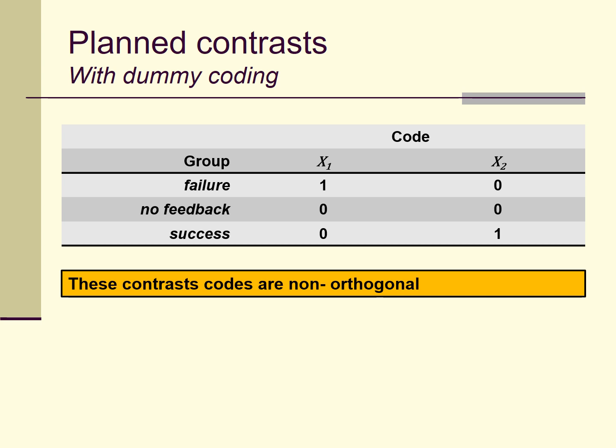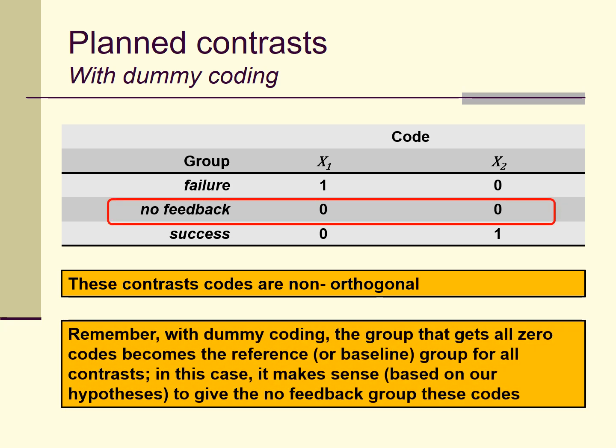where the group that is no feedback gets 0, 0, and the group that is failure gets 1, 0, and the group that's success gets 0, 1. Now, the important thing to note here is that the group that gets the 0, 0 becomes the reference or baseline group for the other contrasts. In this case, it makes sense, I think, based on our hypotheses, to give the no feedback group the 0, 0 code. And to be clear, the failure group could be given 0, 1, and the success group could be given 1, 0. That's sort of arbitrary.